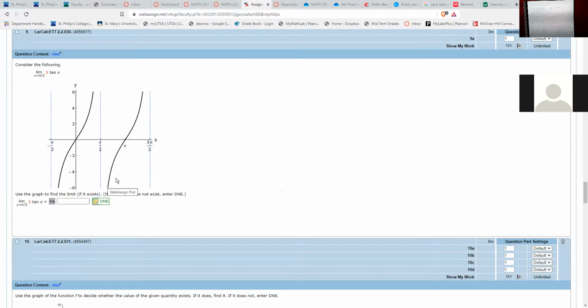Does that make sense? Yes, sir. Yeah, just look up the x value and see what the function is doing. This one you could also graph yourself on Desmos if you want to zoom in and drag stuff. You could do that too.